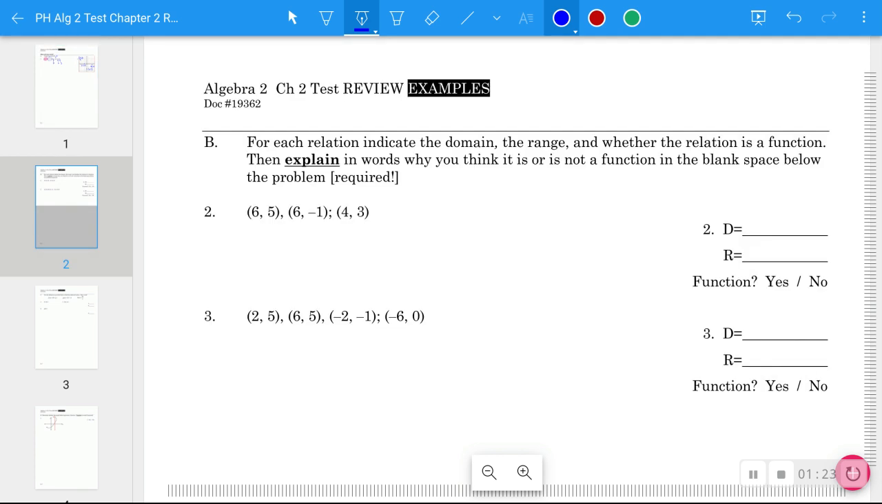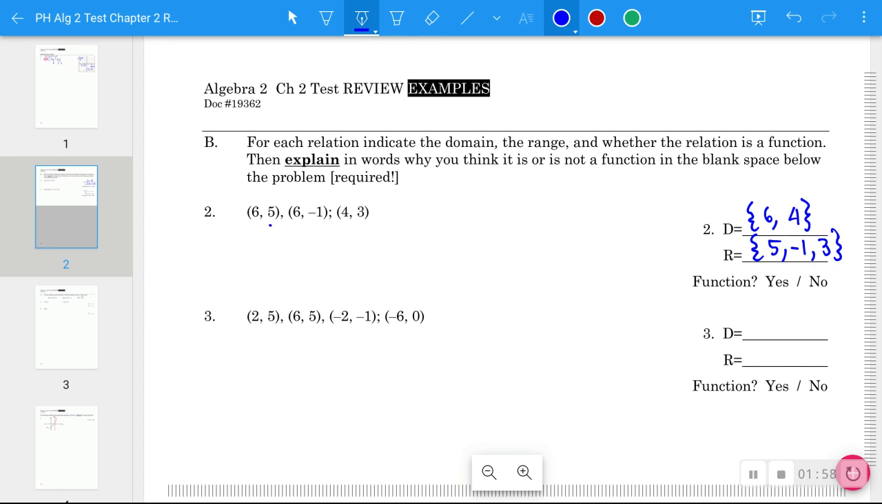Okay, on examples 2 and 3, we're supposed to come up with a domain. So we'll first of all put braces and list the x values. Please notice that I didn't list both of the 6's. You don't repeat when you do this. And the y values are 5, -1, and 3. So you use these braces and you list them in order. Well, actually, you don't have to be in order. But 5, -1, and 3, that's the range.